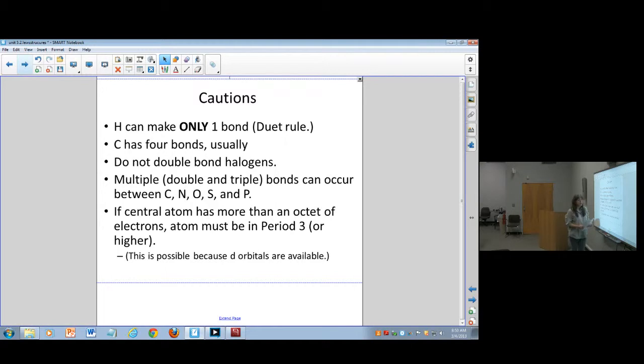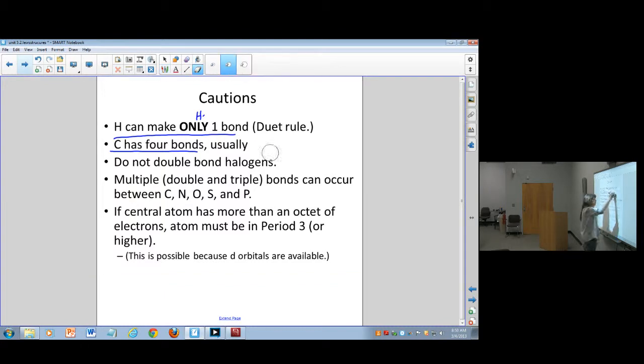Now, there's a couple of things you want to keep in mind. Remember, hydrogen can only make one bond. It only has the one electron to share. Carbon, most of the time, is going to have 4 bonds. One thing I know is carbon isn't going to violate our octet rule. Carbon never violates the octet rule.